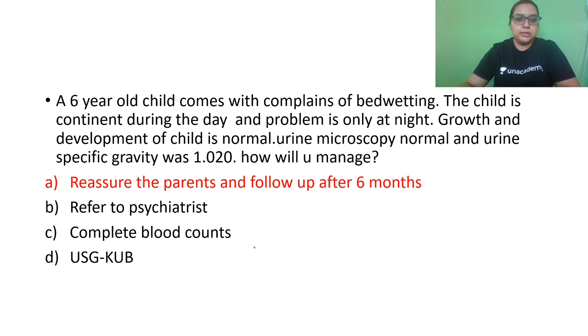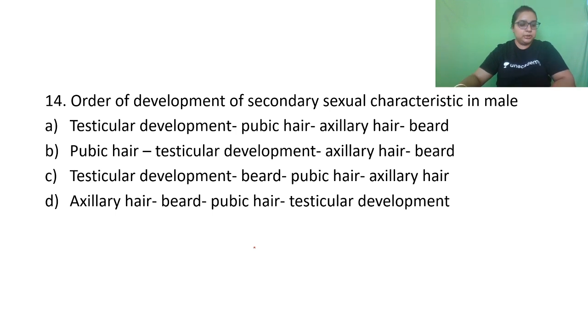Okay. Now coming to the next question. Order of development of secondary sexual characteristics in male is: A. Testicular development, pubic hair, axillary hair, beard. B. Pubic hair, testicular development, axillary hair, beard. C. Testicular development, beard, pubic hair, axillary hair. D. Axillary hair, beard, pubic hair, testicular development.